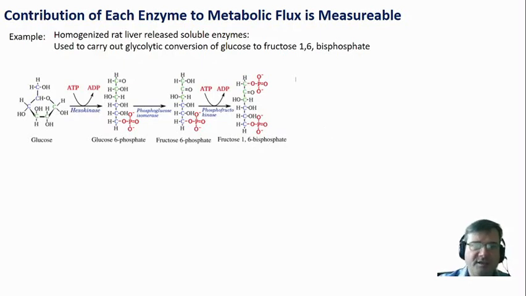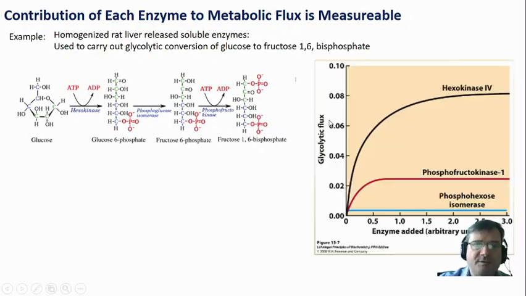And what we're going to do is see which of these three enzymes contribute the most to the overall rate of the reaction, which ones actually affect the flux through here. If we do these experiments, we can see this graph. So this graph has the amount of enzyme added along the bottom, so we're adding more of each enzyme, and here we've got glycolytic flux, so that's the rate through this pathway from glucose to fructose 1,6-bisphosphate. And here we can see phosphohexose isomerase, here phosphofructokinase 1, and hexokinase.